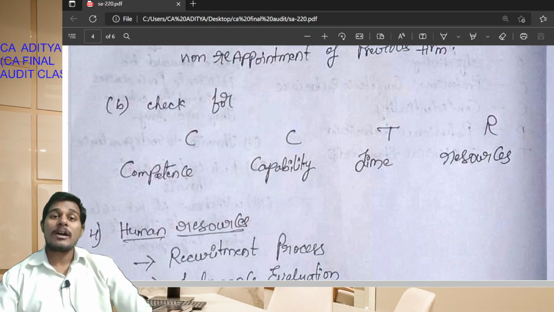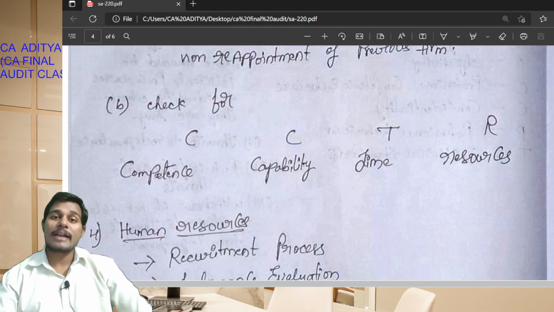For example, whether the CA firm is able to do US GAAP accounting or not. Capability, whether it can do that audit or not. Whether the time required for the audit is available. For example, 10 hours are required, but we only have 8 hours, so we cannot do the audit. That is also to be checked in the case of acceptance of audit. And the resources: 25 staff are required, but we only have 10 staff, so we cannot accept the audit.